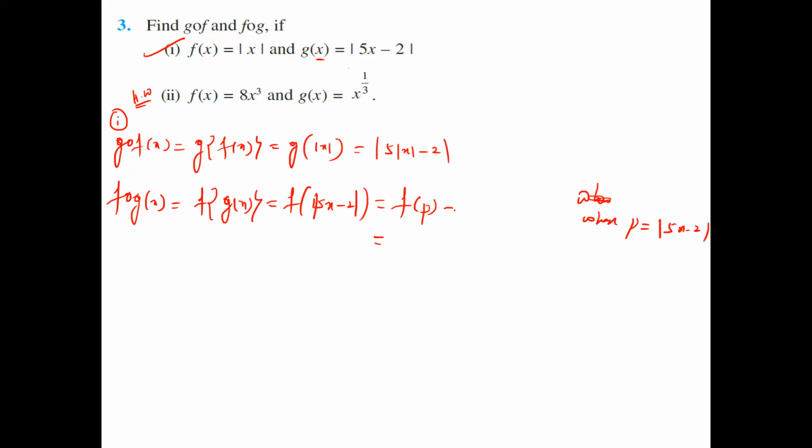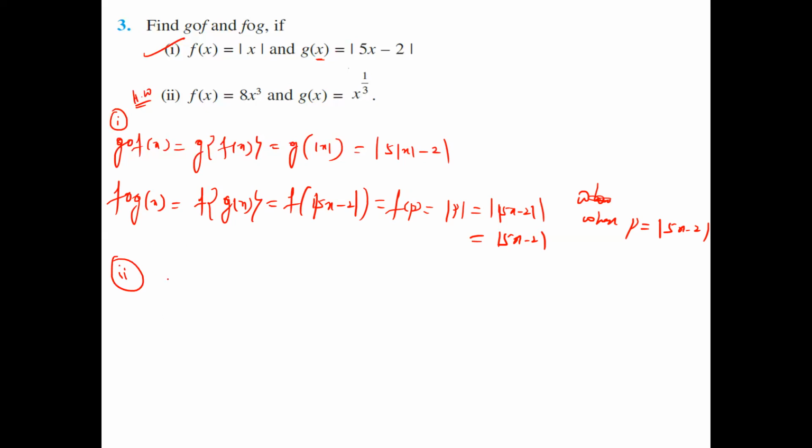Now, what is this one? F of, what is the P value? F of P value is mod P. What is the mod as it is? What is the P value? Again, mod 5X minus 2. Okay, if you substitute the mod both times, two times also same thing. So mod 5X minus 2. These are the required answers. Can do the second problem also here only. We have the time. Okay, I'm doing the second problem also here only.